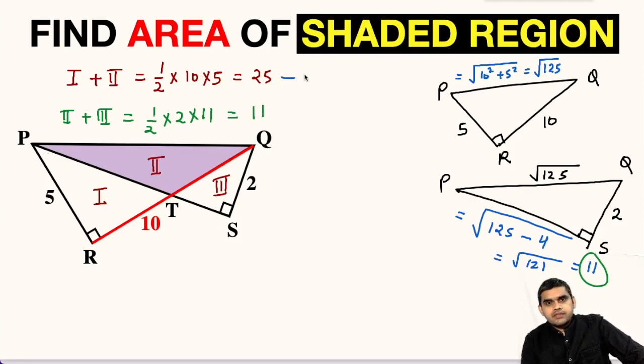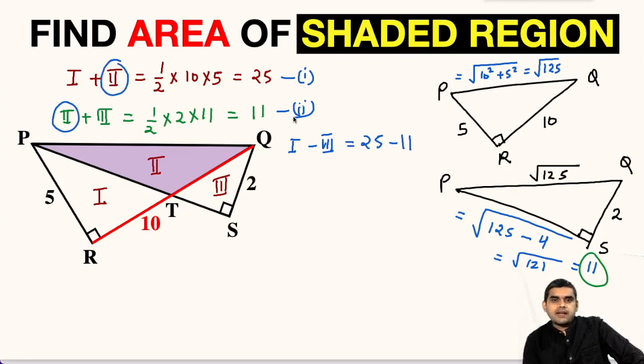Now we have two equations. This is the first equation and this is the second equation. So let us subtract 2 from 1. So this will be 1 minus 3 equals 25 minus 11. This 2 will get cancelled because we are subtracting equation 2 from equation 1. So here we will get area of this first triangle minus area of this third triangle equals 14 units.